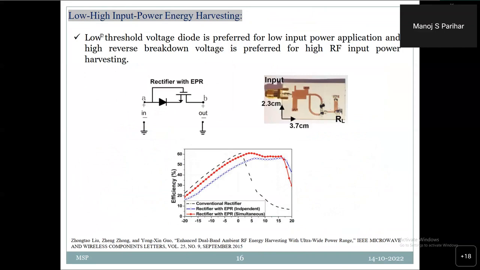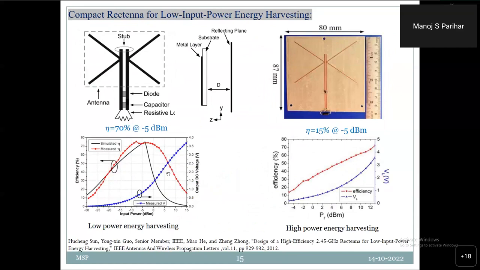So how do we harvest energy in a consistent manner from low power level to high power level? If you see here, at low power level the efficiency is down, and also at high power level the efficiency is getting decreased. It is downgraded at high power level. At high power level, it is limited by the breakdown voltage. At low power level, it is limited by the threshold voltage of your diode.